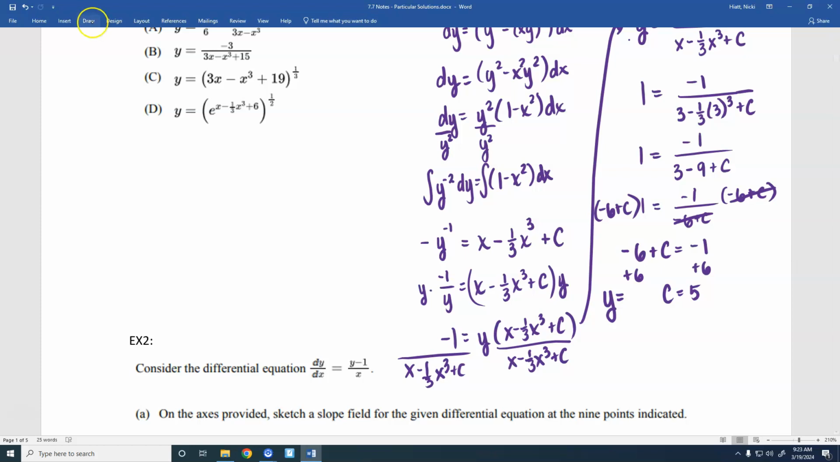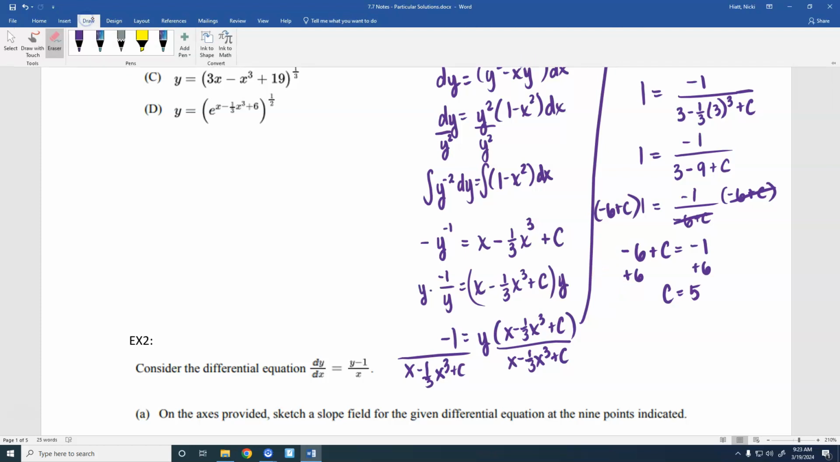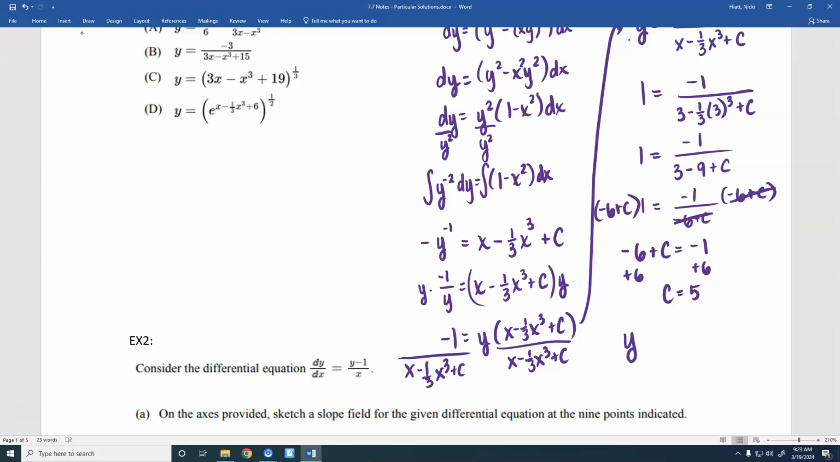I'll slide that up. Y equals negative 1 over x minus 1/3 x cubed plus 5. Now, if we were on a free response question, this would be our answer and we would stop here. We wouldn't do anything else with this. This would be done. But we are not, and that's not an answer choice.